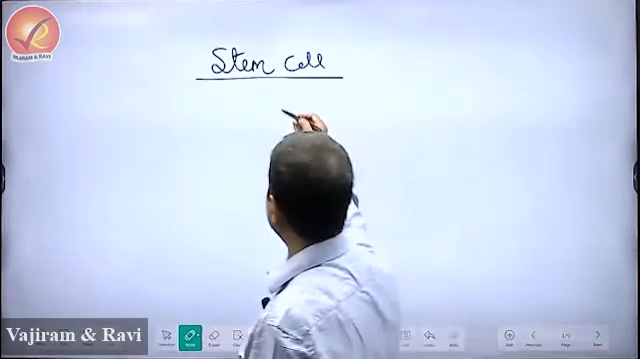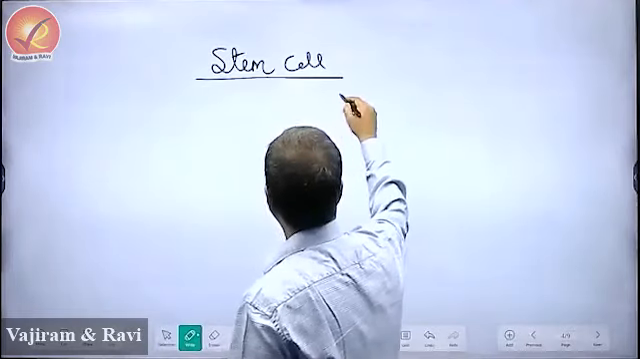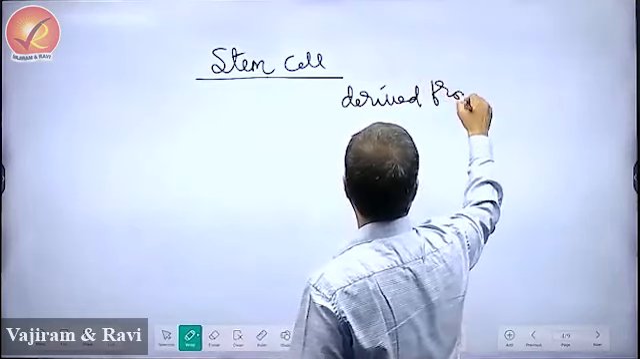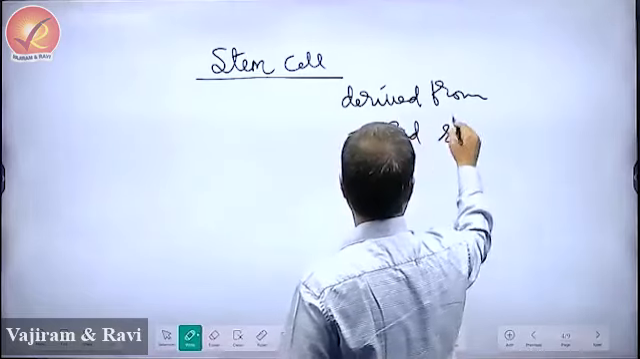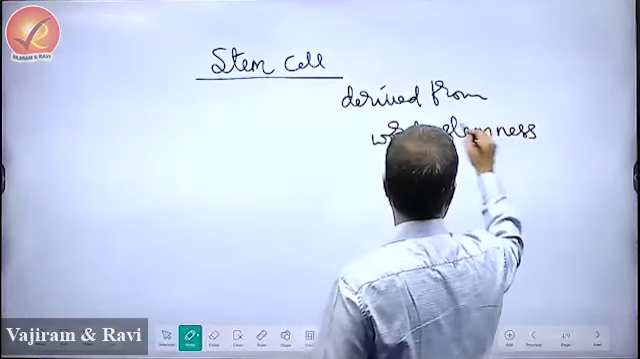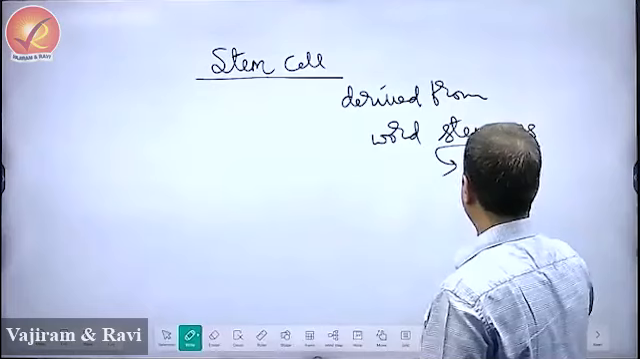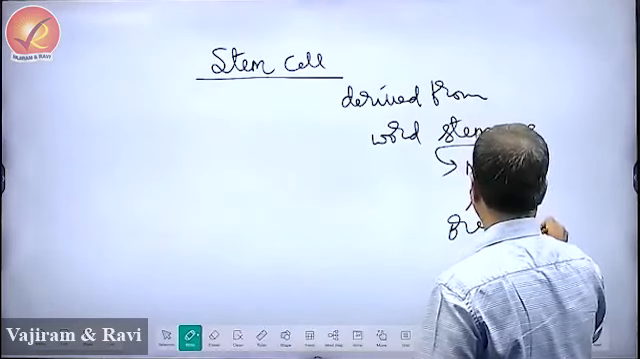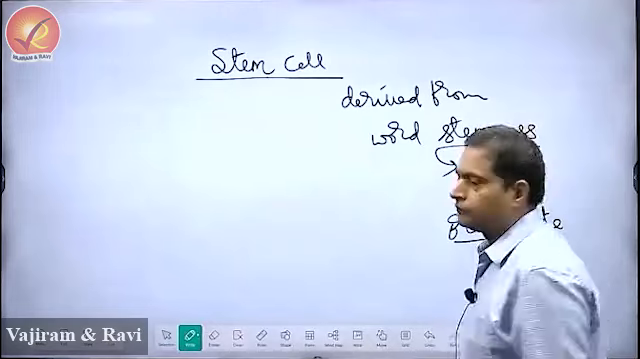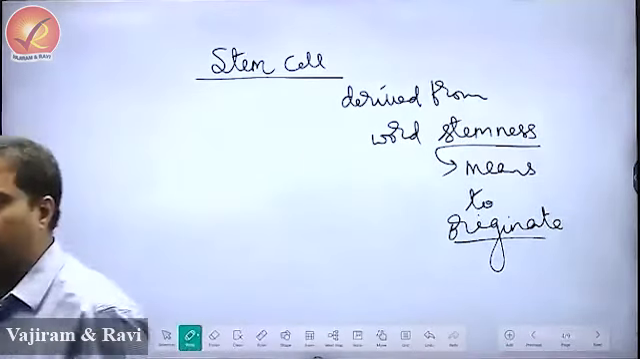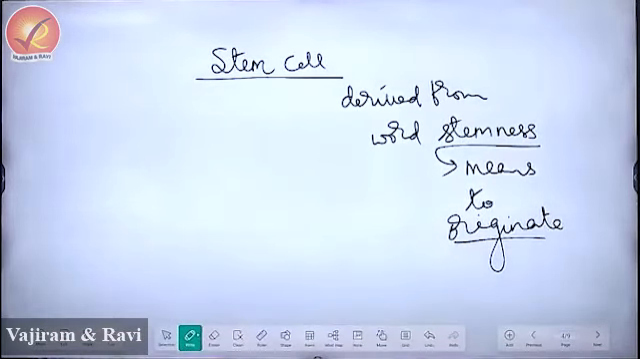So whenever we are writing stem cell, we discuss that it is derived from the word stemness, and stemness means to originate. So the cell from which all the new cells originate in your body, that cell becomes what? The stem cell.